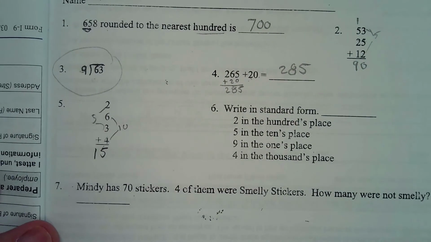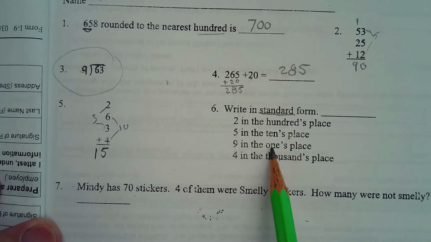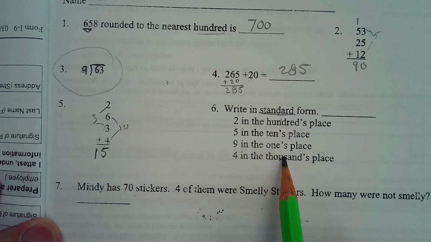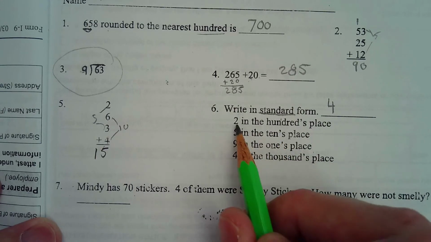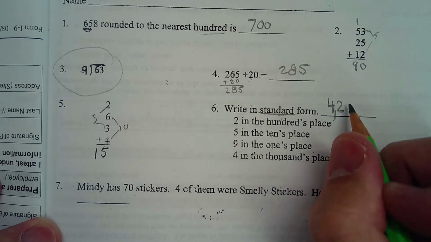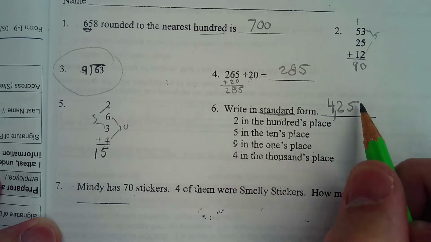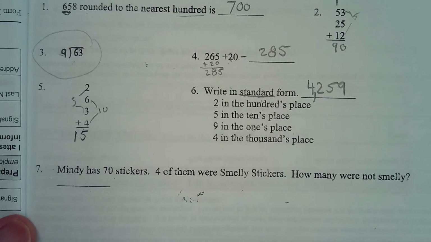Off to number 6, write in standard form. Here we go again. So let's see, I've got a thousands, a ones, a 10, and a 100. All right, so thousands is the biggest one, 4. Then the hundreds, there's the hundreds, 2 in the hundreds. And then the tens place is a 5, and the ones place is a 9. No worries. Last one, or second to last one.